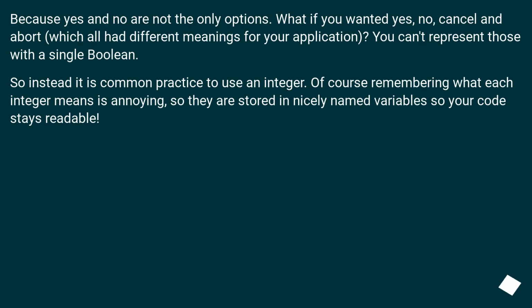Because yes and no are not the only options. What if you wanted yes, no, cancel and abort, which all had different meanings for your application? You can't represent those with a single boolean. So instead it is common practice to use an integer. Of course, remembering what each integer means is annoying, so they are stored in nicely named variables so your code stays readable.